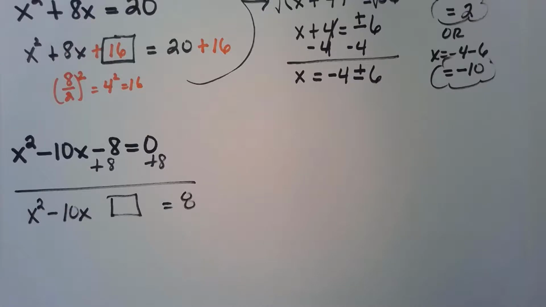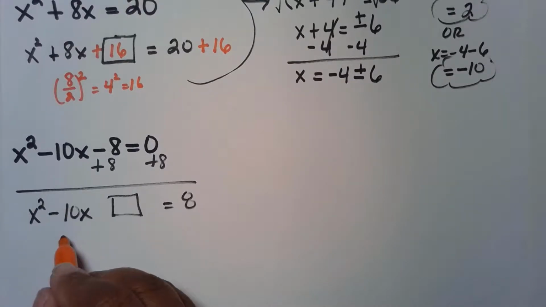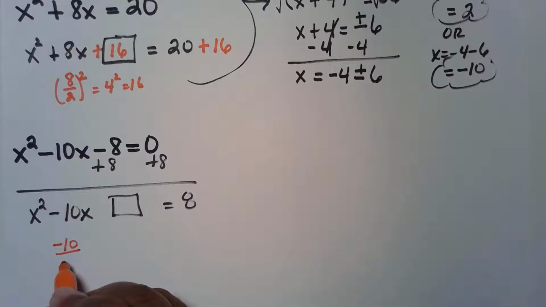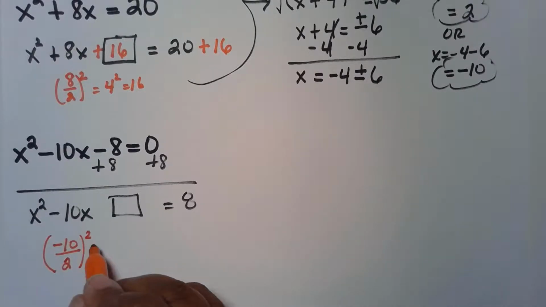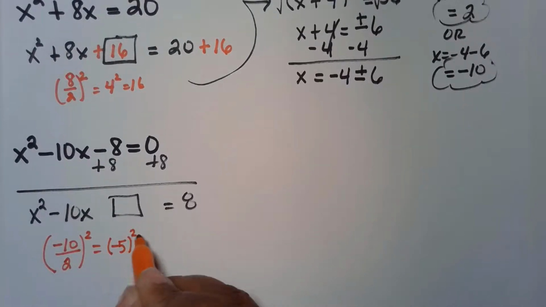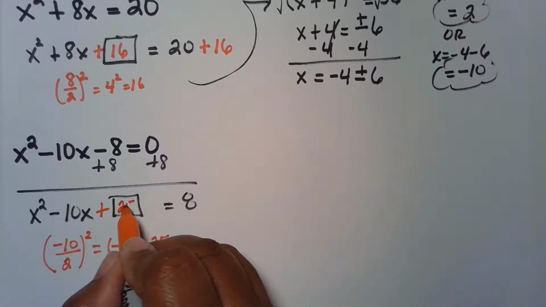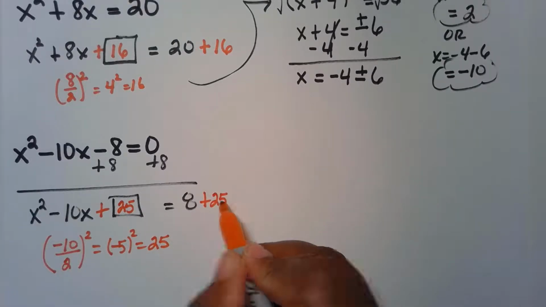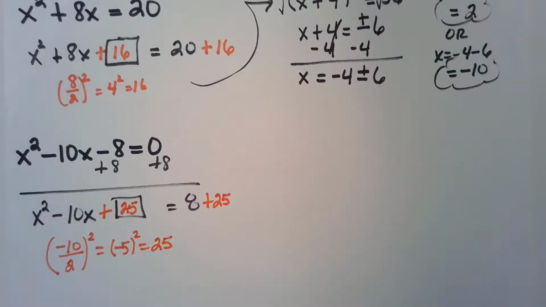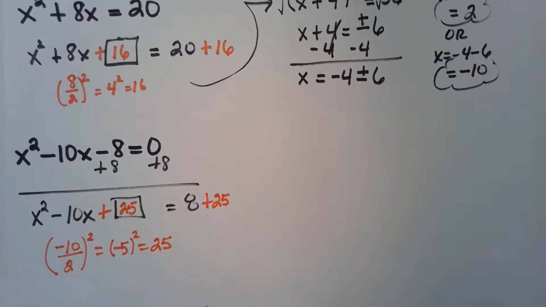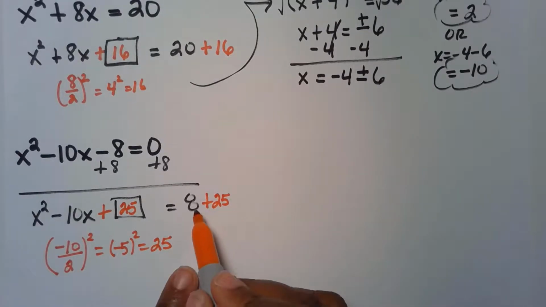And then we're going to make this binomial, the x squared minus 10x, into a perfect square trinomial. This is where the completing the square comes in. So we're going to take half of the coefficient of the middle term, take half of -10, and then square it. So we have the quantity of -5 squared, which gives us 25. So we have plus 25, and we're going to add that on the right hand side as well to the 8.